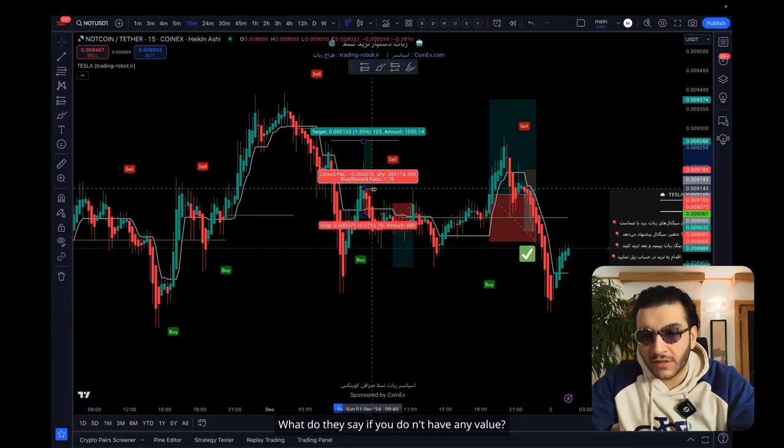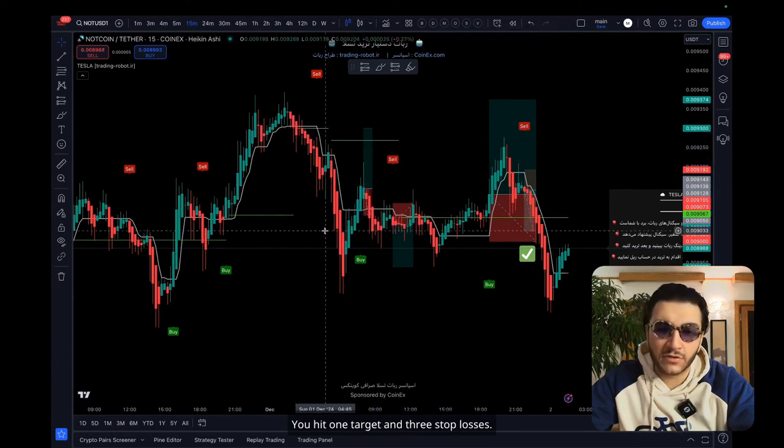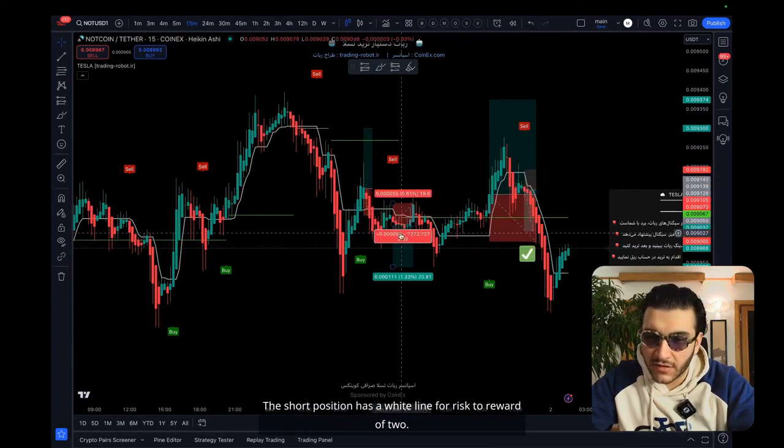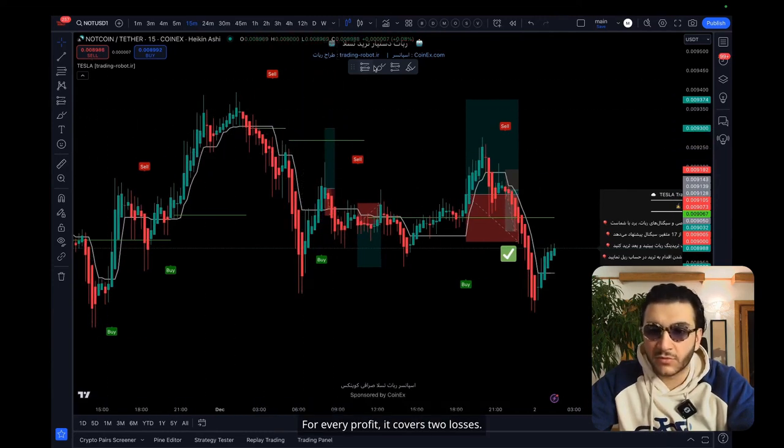Let's see how many we have now. You hit 1 target and 3 stop losses, but you're still in profit. Wait, the short position has a white line for risk to reward of 2, meaning for every profit, it covers 2 losses. So we've made 2 profits.